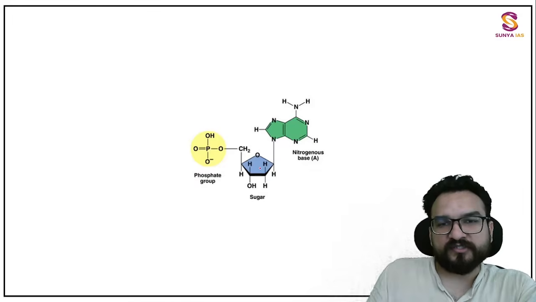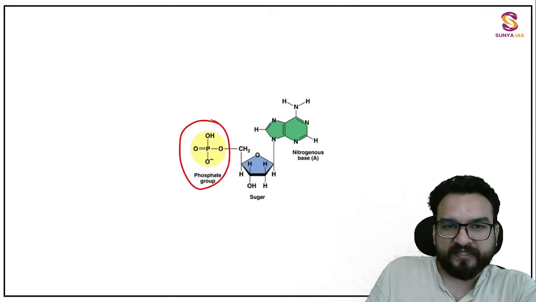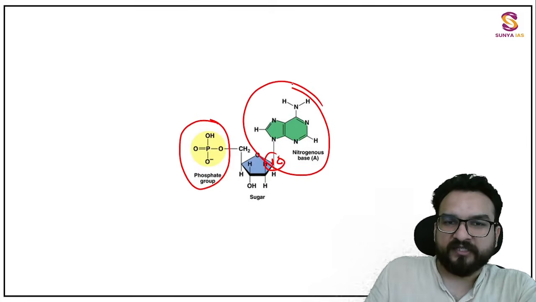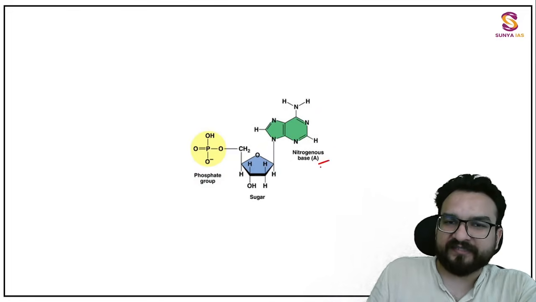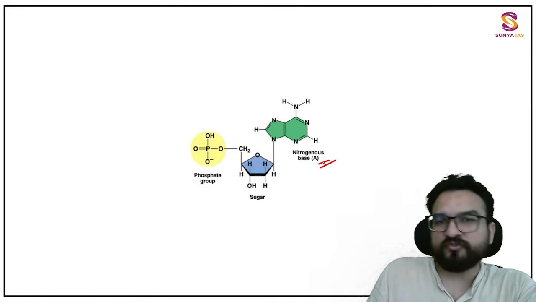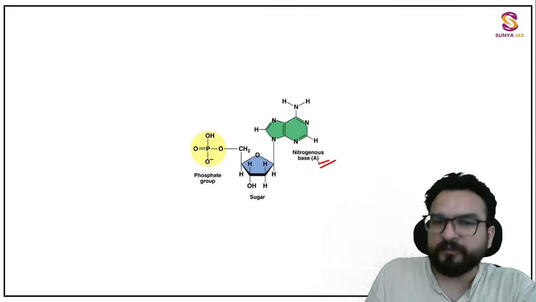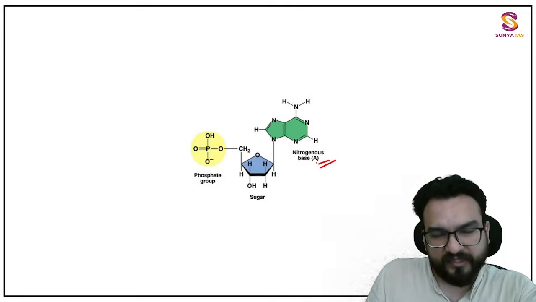Understanding? Now see this structure. This is sugar. With the fifth carbon, this phosphate group is attached, and with the first carbon, this nitrogenous base is attached. Now you don't have to draw it like this in the examination. The way I have shown you, you can show like this. Otherwise, there will be no need to show this type of structure, right?